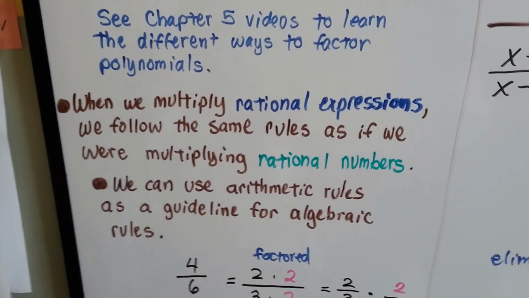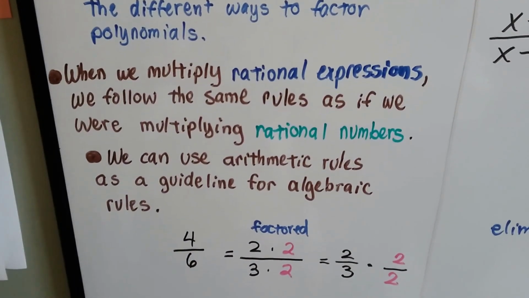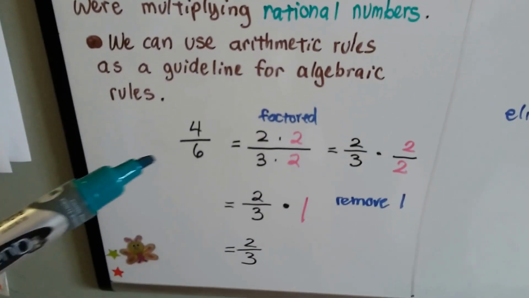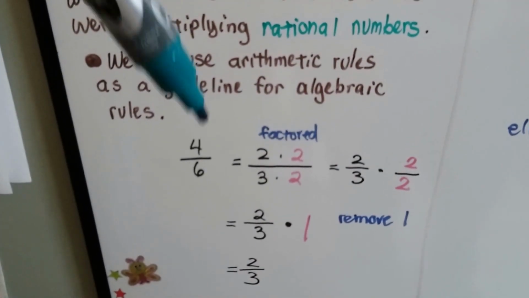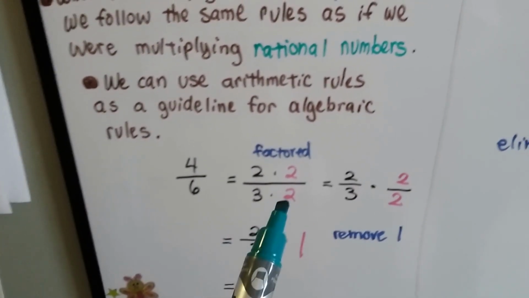When we multiply rational expressions, we follow the same rules as if we were multiplying rational numbers. We can use arithmetic rules as a guideline for algebraic rules. So take a look at this 4/6. If we factored the 4, we'd get a 2 times 2. And if we factored the 6, we'd get a 3 times 2.